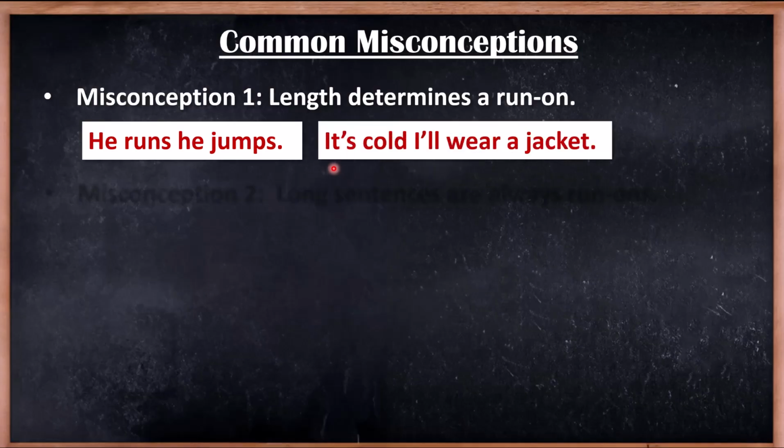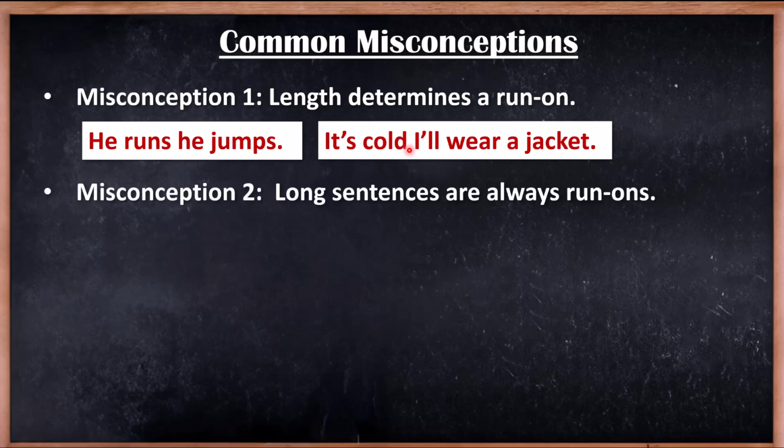Another example, it's cold, I'll wear a jacket. This is also a run-on sentence even though it's short. It's cold is an independent clause. I'll wear a jacket is also an independent clause. So we would have to separate this into 2 sentences or add a semicolon or use one of the other methods I taught you. The second misconception is that long sentences are always run-ons.